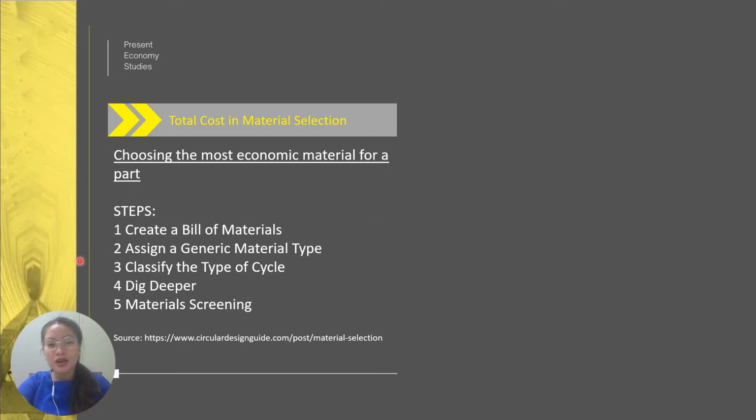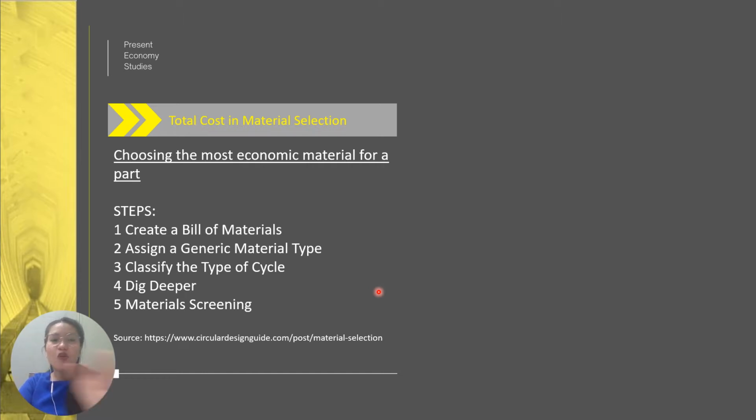I listed here the steps. I think these are not just 5 steps, but 7, I think. But we are only going to choose and elaborate the steps that relate to our main topic, total cost in material selection. So first, create a bill of materials.